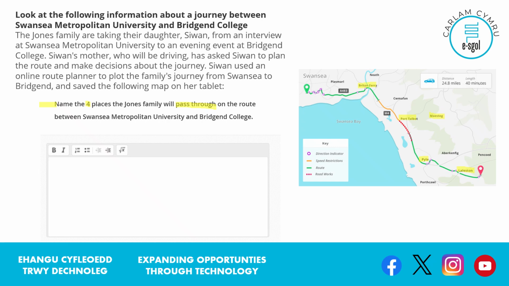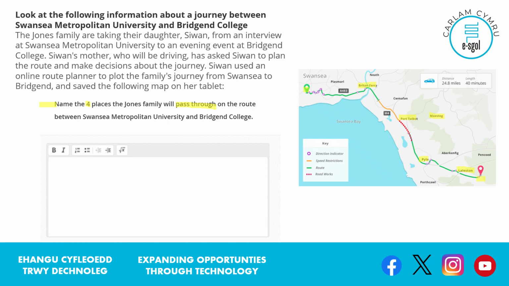Now don't be worried if you're saying, well, Britain Ferry, that's two places. No. As they're marking it, they will know Britain Ferry refers to one place, Port Talbot the second place, Pyle, Llaleston as the fourth place. Now what isn't correct is the start point of Swansea and the end point of Bridgend.